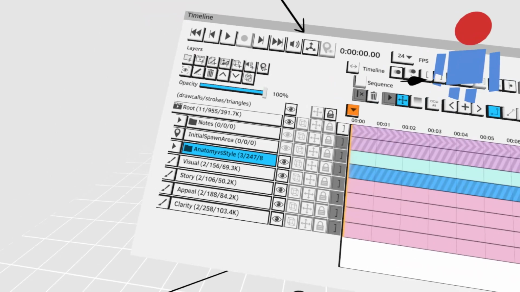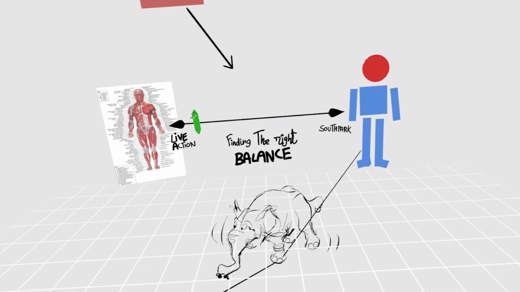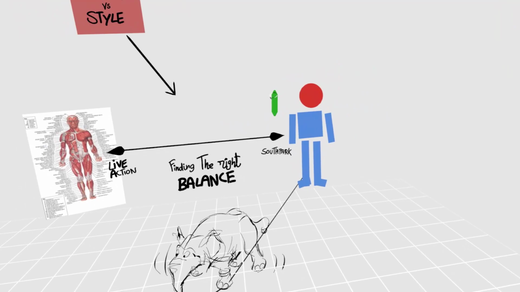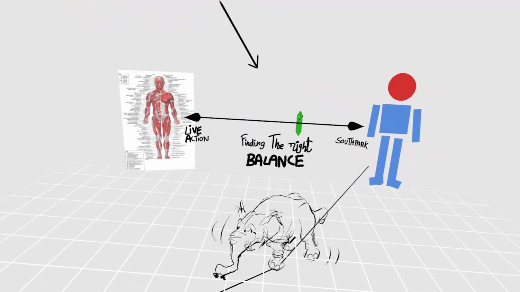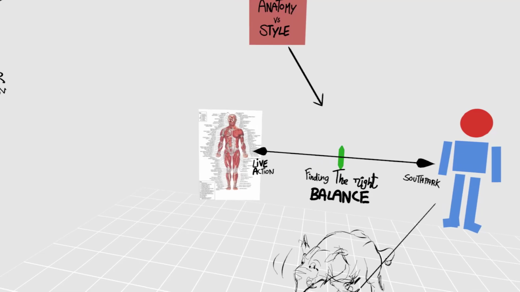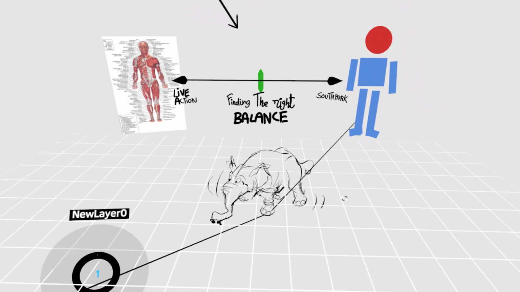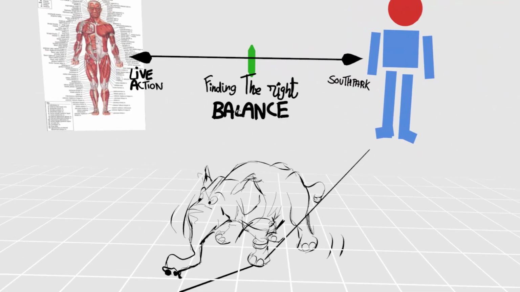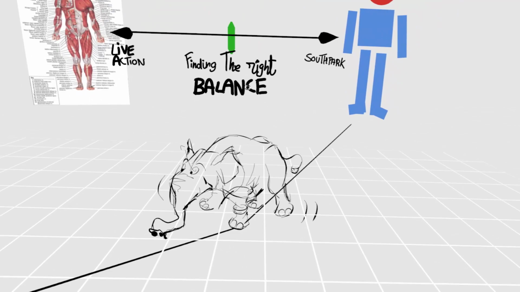So, yeah, I thought it would be a good idea to do this. To find the right balance between your style, your special stylized world, and also, let's see what balance we can find between that and the actual science and the actual anatomy of the character you're building, right? In this case, I wanted to do an elephant that is kind of balancing. Hey, balance, you see?